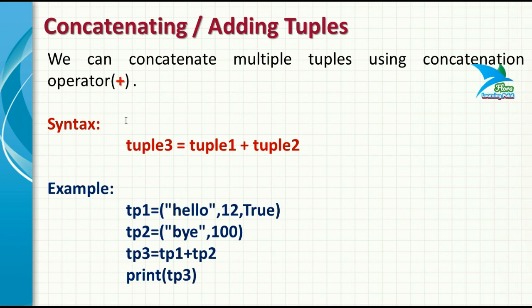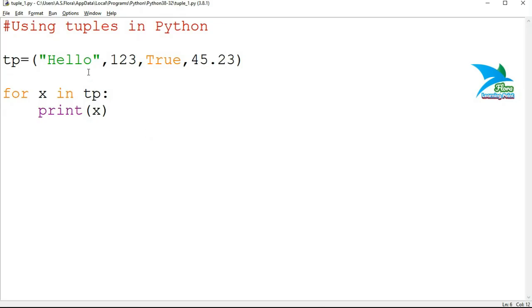Next we'll discuss how to concatenate or add two tuples together. We can concatenate multiple tuples using the concatenation operator, that is plus. It's very simple to concatenate two or more tuples by using the plus symbol. You have to initialize two tuples, tuple 1 and tuple 2. Then after concatenation the elements of these two tuples will be stored inside the new tuple, that is tuple 3.